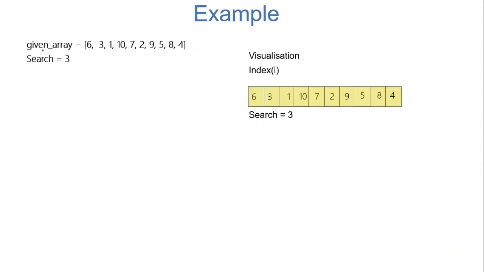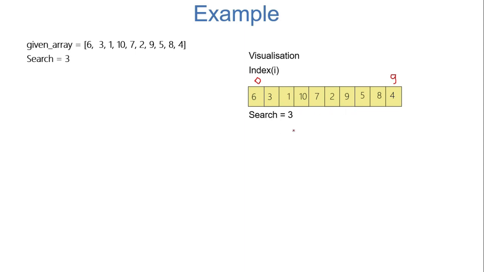Let's see this example. We have a given array as follows, and then we have a value to search, which is 3. For the given array here, we understand that the data is unordered. That's why, to search whether 3 is in the list or not, we will need to use the linear search technique. Let's see the visualization here. Each number in the given array occupies a certain index. The index starts from 0 up to 9 because in total we have 10 elements.